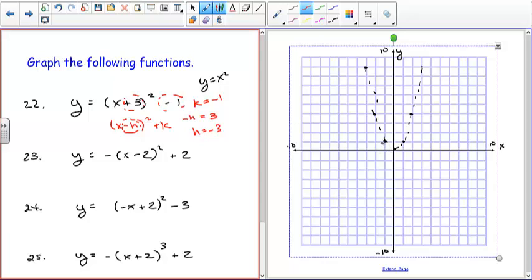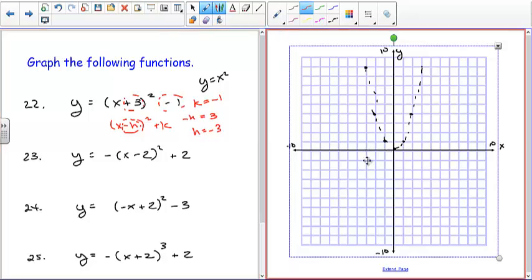the anchor for this particular parent function, common function. We're going to move it -3 in the x direction, 1, 2, 3, and -1 in the y direction. So that's the point. Now, all the other points are relative to that. This is where the vertex is going to be. So we're going to start here.